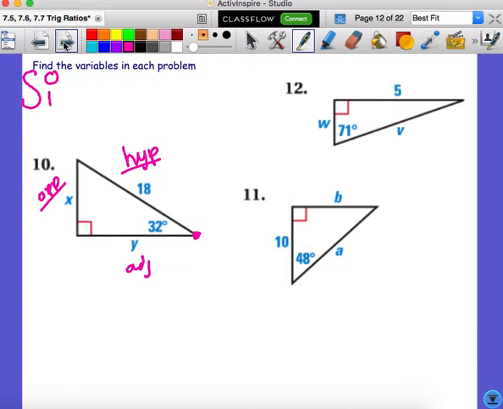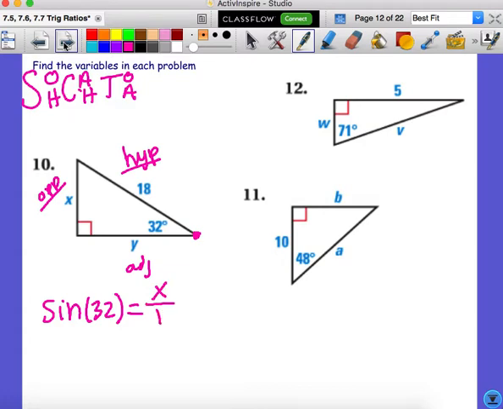So looking back at my SOHCAHTOA, the two sides I have are the opposite and the hypotenuse, which tells me I need to use the sine ratio. The sine of 32 should equal my opposite over my hypotenuse. Since x is being divided by 18, we're going to multiply by 18. And then I can have my calculator do that for me. 18 times the sine of 32 tells me that x is approximately 9.5.